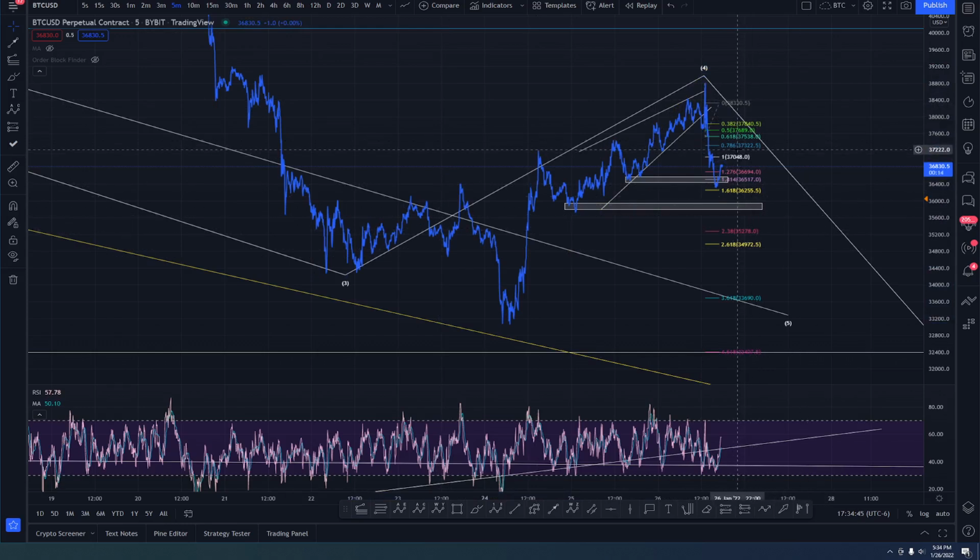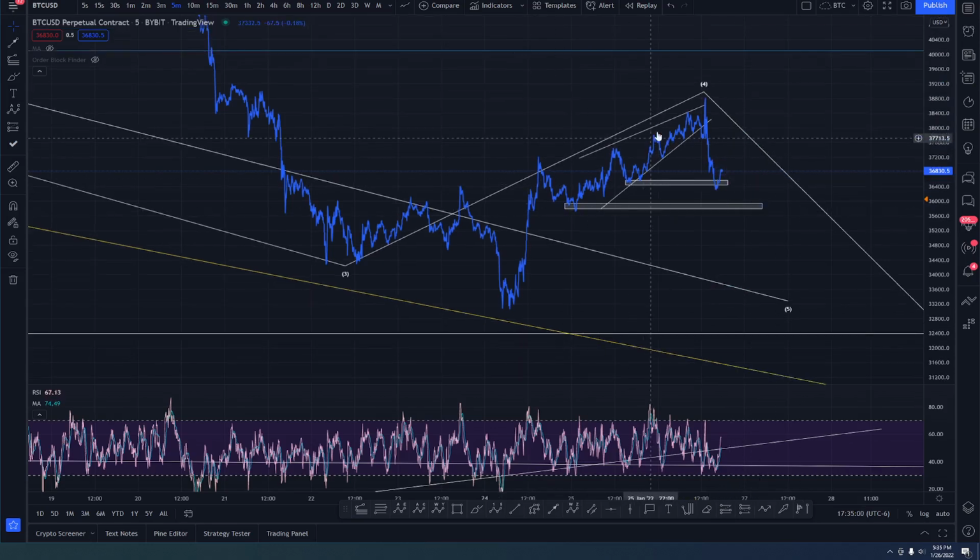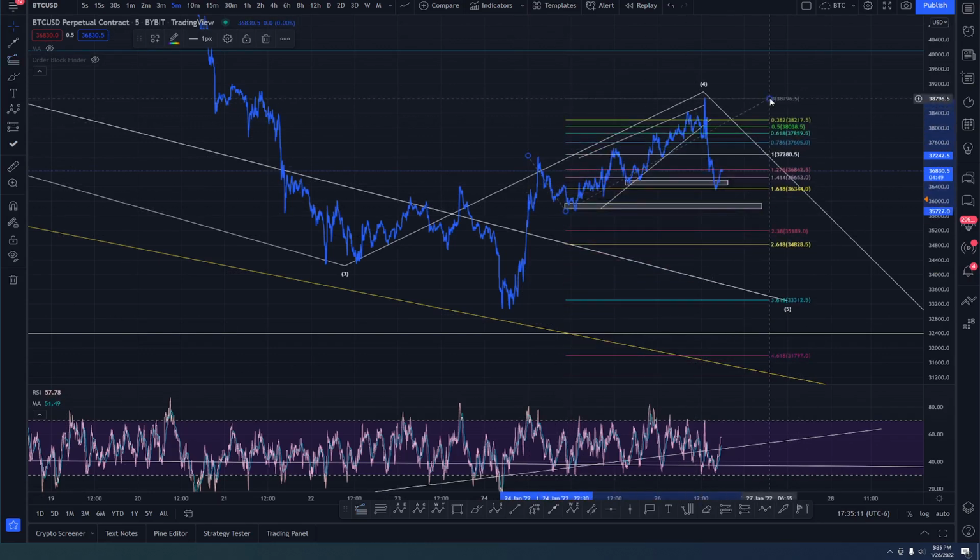Now, what am I inclined to? I'm inclined more likely to this flat idea because this is a very common pattern that Bitcoin makes over and over and over again. So I'm inclined to this pattern here where we got a three-wave move here, and then we're looking for another spike to the high. So let's measure that again. Okay. And we're sitting at the 1618.